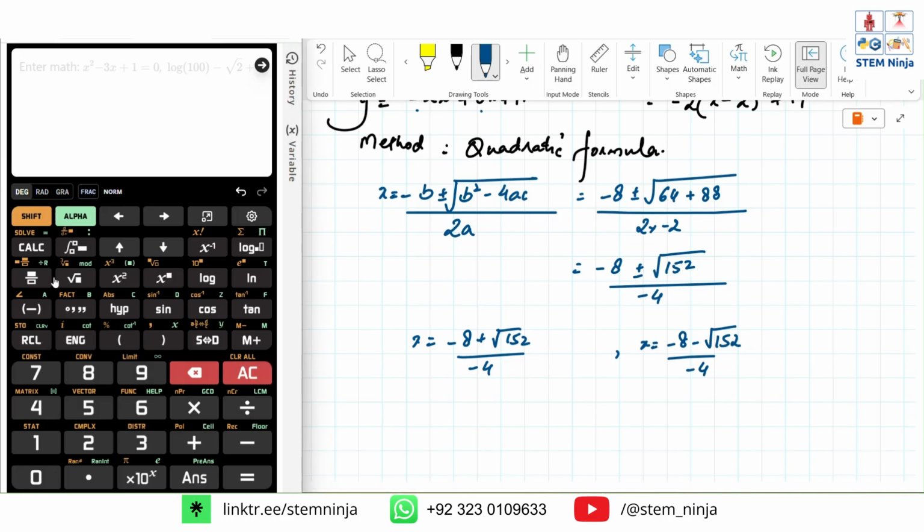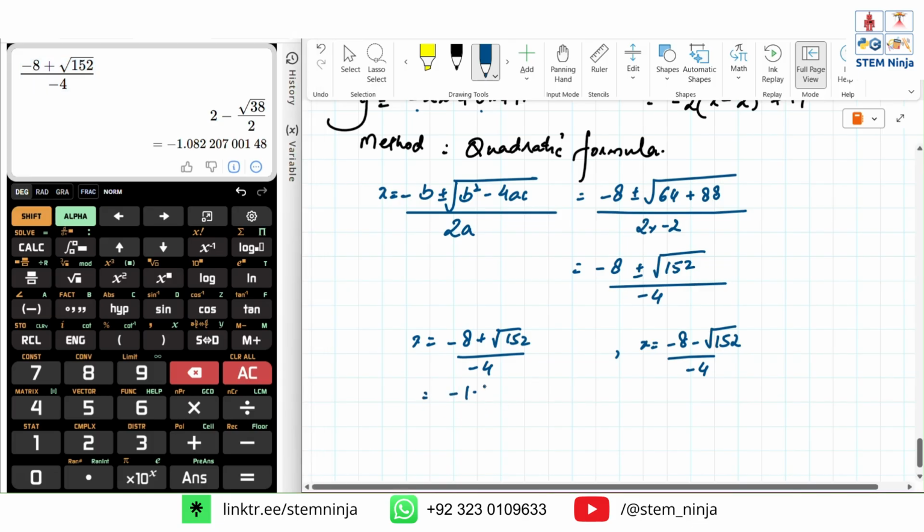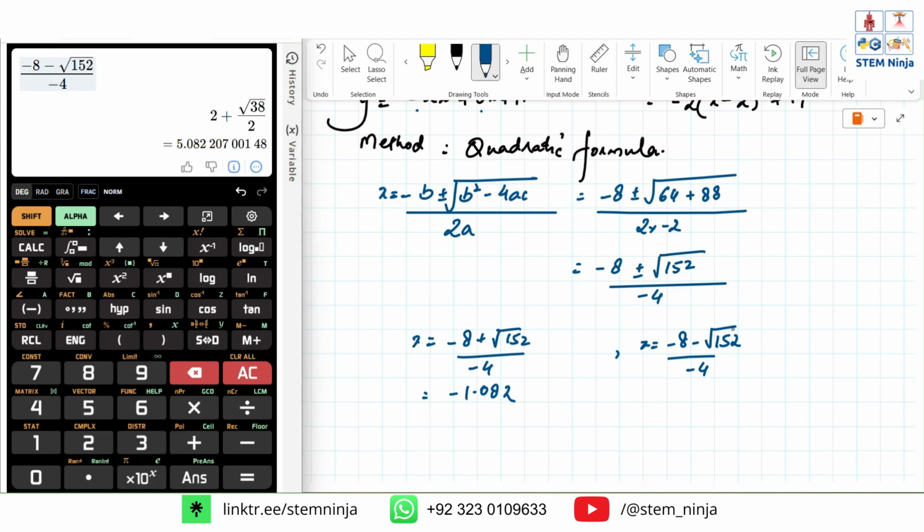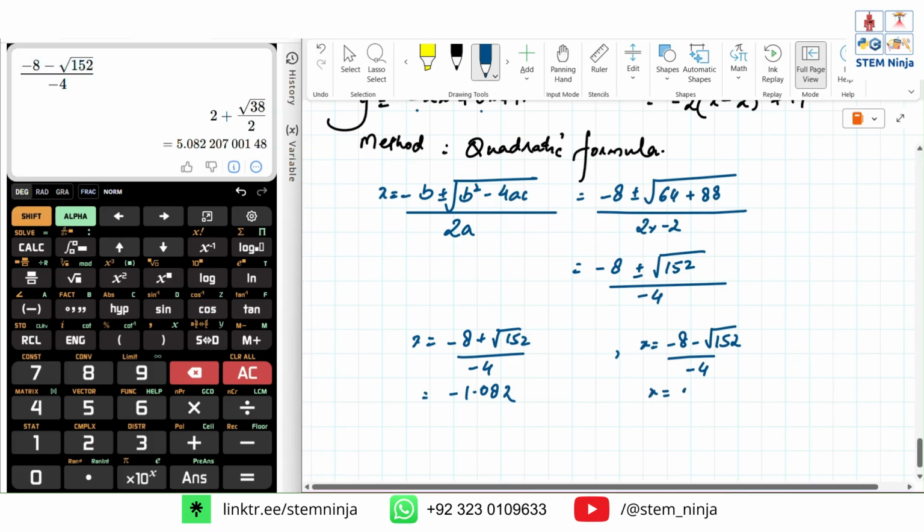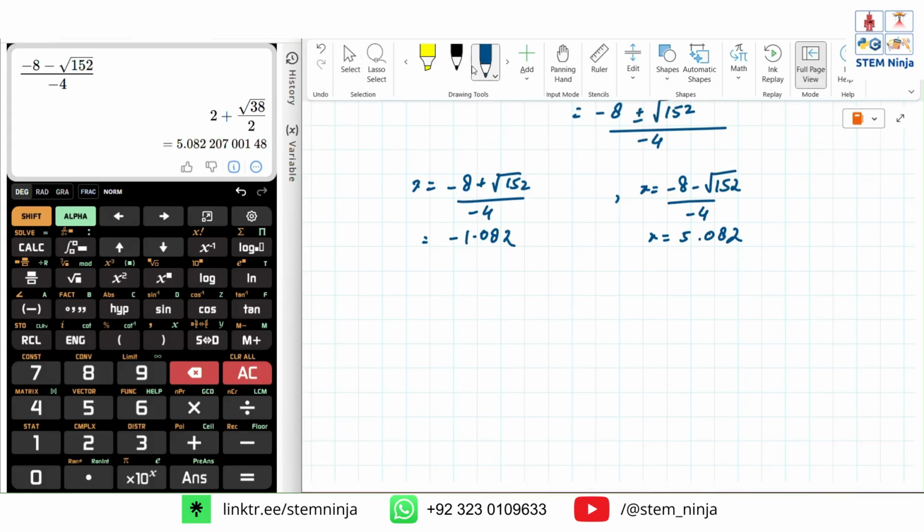So let's simplify first. So you have minus 8 plus root 152 divided by minus 4. So one answer is this, minus 1.082. If we do the negative sign, you will get 5.082. Now let's try with the completed square method and see whether we get the same thing or not.